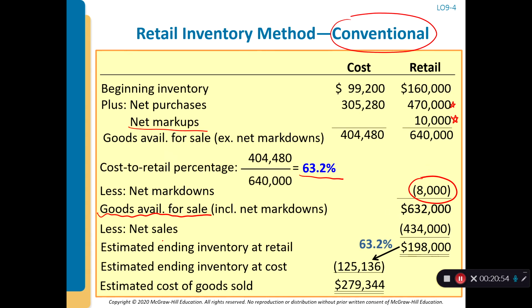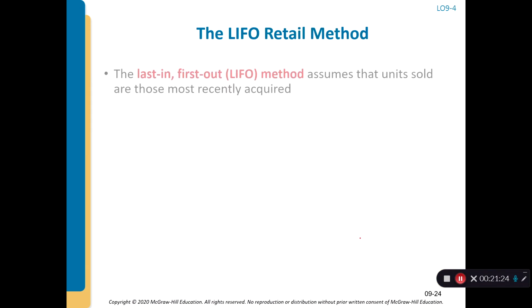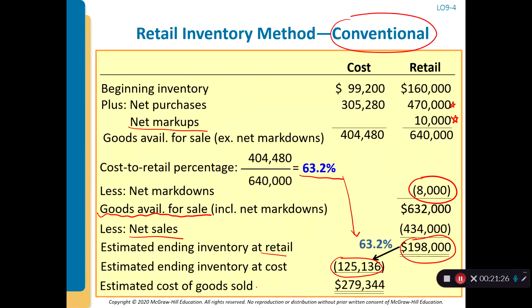Hence, once we sell the 434,000, we're still getting an estimated retail price of the ending inventory at 198,000. But currently we are using a more conventional cost to retail percentage, which is 63.2%. Hence the ending inventory is only 124,000 compared to the non-conventional 126,000, and the cost of goods sold is a little bit higher as well, increased to 179,000.